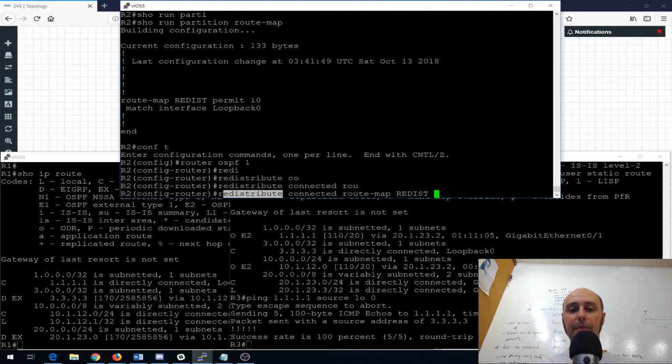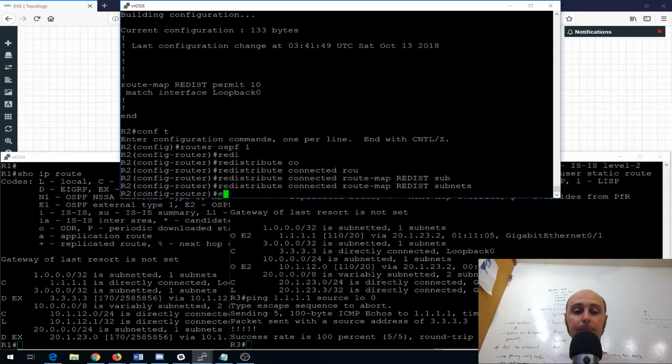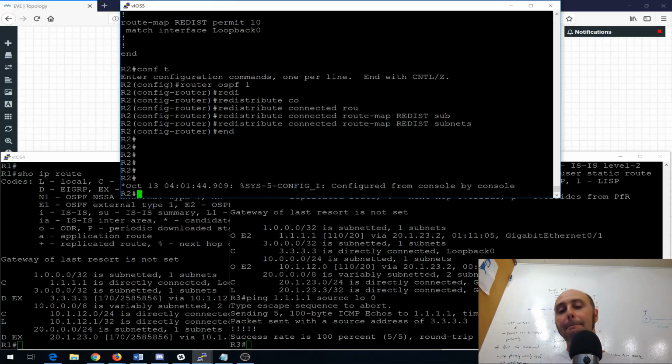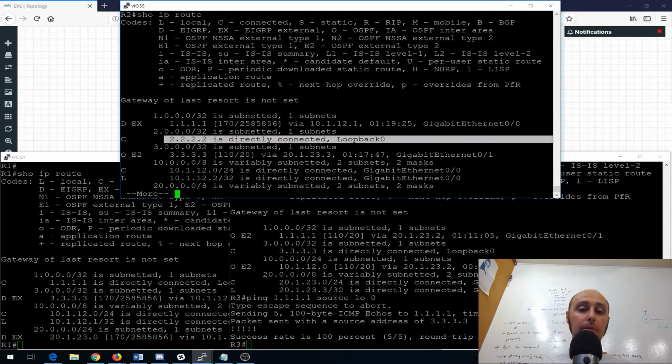Redistribute the connected interfaces, filter those connected interfaces through the route map redist, and here I'm going to include subnets so they don't become classful. Hit enter. Okay. So there should be no change on router 2's routing table because it'll always be a connected route.